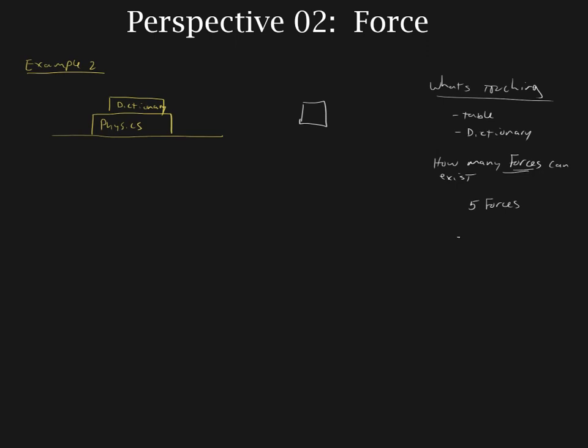And what we have here is a touch due to the tabletop. Now, which way is the force due to the table acting on the physics book? The force due to the table is going to be pointing upwards, and we're going to call that the normal force. And that would be the normal force of the table.